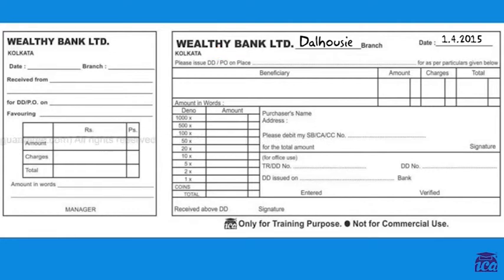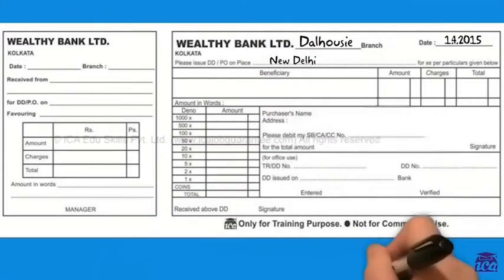Now what are the instructions next? It says please issue demand draft, that is DD/PO, on place. Then you have to give the place where you want to issue the demand draft. It's not necessary that it has to be in Calcutta, it could be in another city. So what you will have to do is mention the place's name. It's New Delhi, for as per particulars given below.